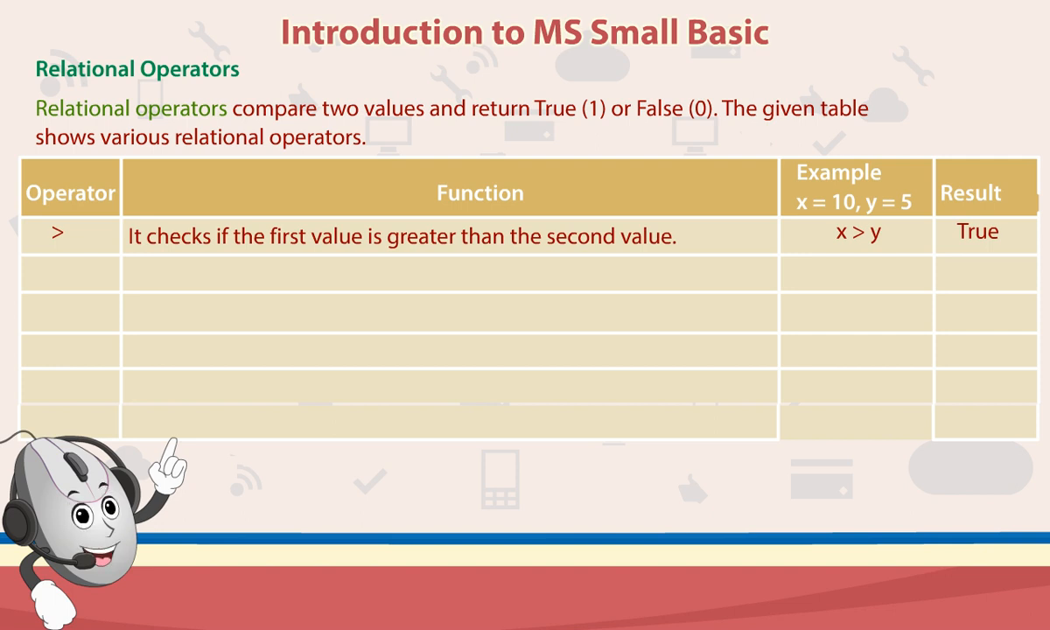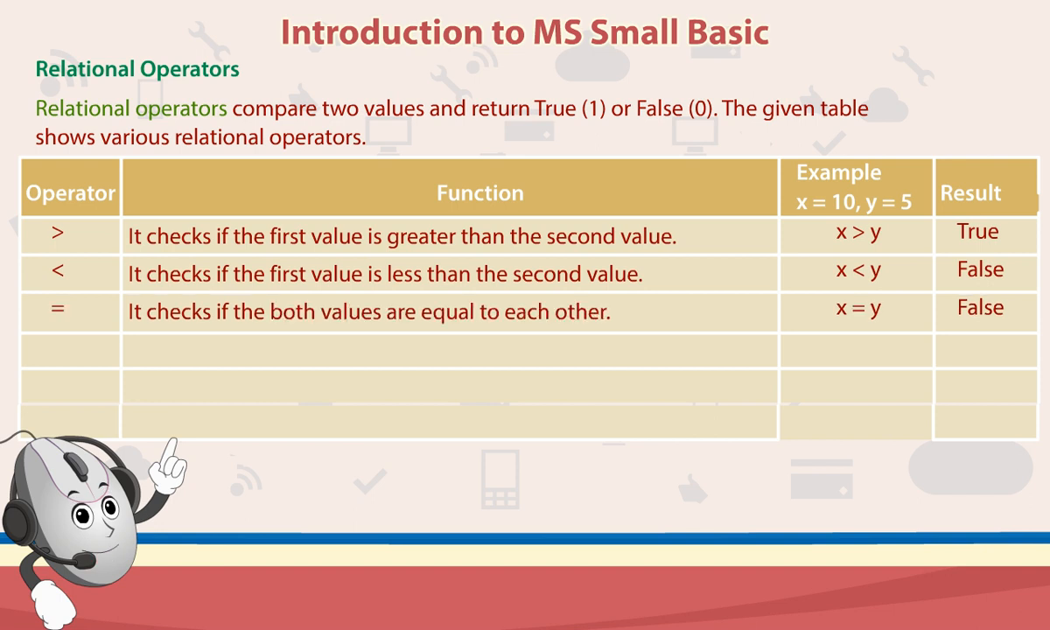x is greater than y. True. Less than. It checks if the first value is less than the second value. x is less than y. False. Equal to. It checks if both values are equal to each other. x is equal to y.